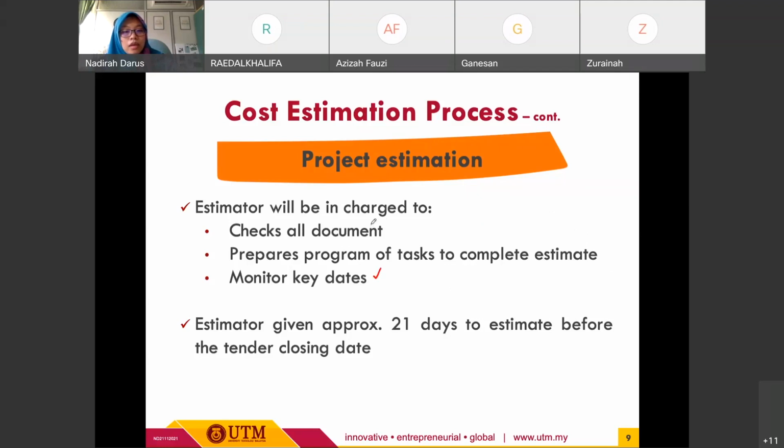And then the other thing is that the estimator will usually be given about 21 days to estimate the price, to estimate the cost before the tender closing date. So this duration or this period depends on the scope of the project and also the requirement by the client or the employer, right? Okay, so far is everyone okay?